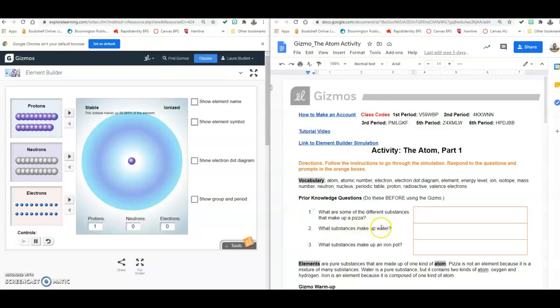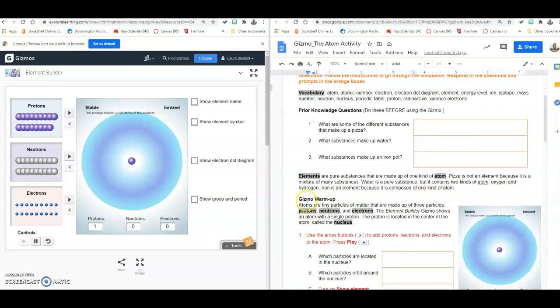What substances make up water? We've talked about the chemical symbol for water a little bit, H2O. You've probably heard that a lot of times. So what is it that makes up water? Finally, what substances make up an iron pot?